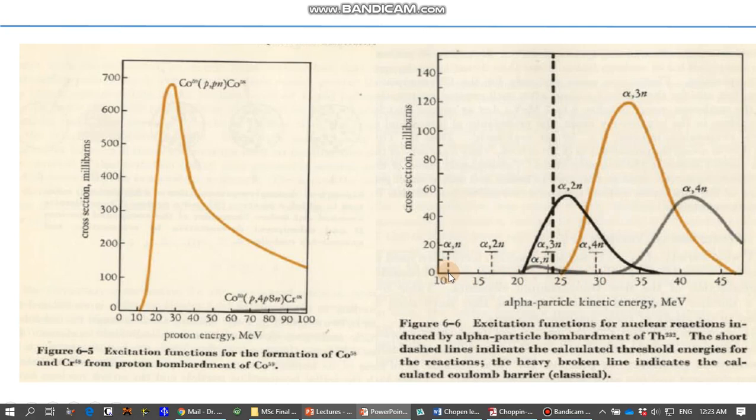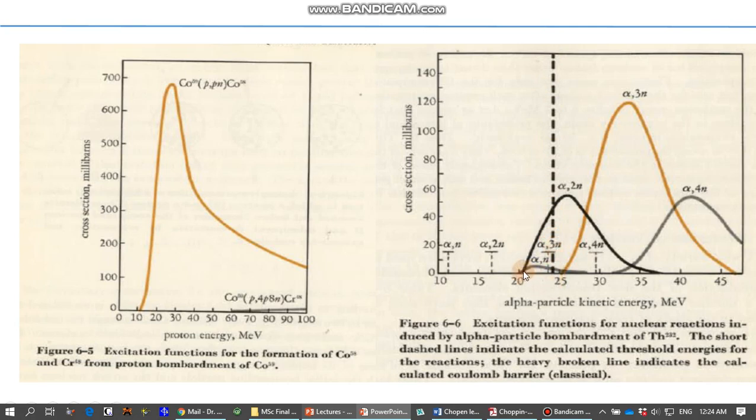In this case, the energy is around 10 mega electron volts. Here it is more than 15 mega electron volts. Here it is around 25 mega electron volts, and here then it reaches 30 mega electron volts. Now, this is the classical barrier or Coulombic barrier of the nuclear reaction.